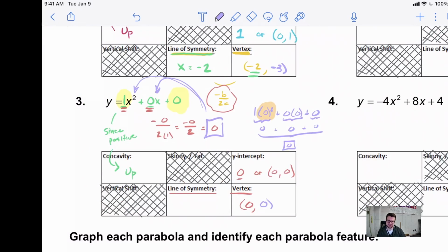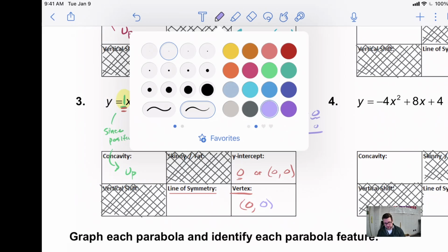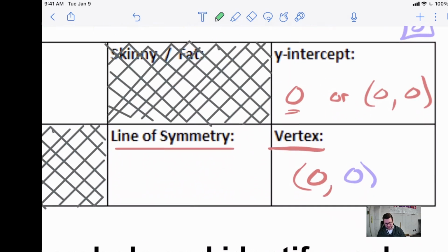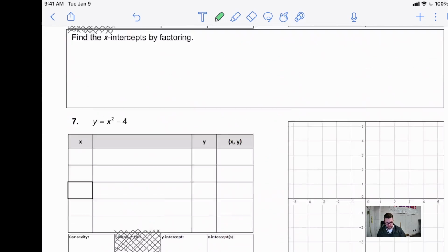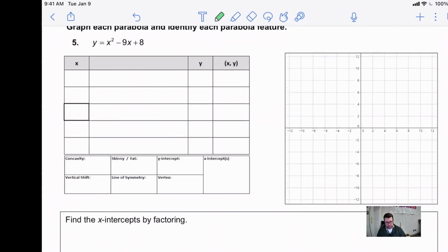But that's the process. Plug it in, evaluate it. Now, again, your calculator can help you do that work if you need it. For our line of symmetry, remember this is really that easy one to get. You just write x equals, and it's whatever this number is here. So x equals 0, and we are done. I think I want to look at one more problem, and then I'll save the other ones for you.